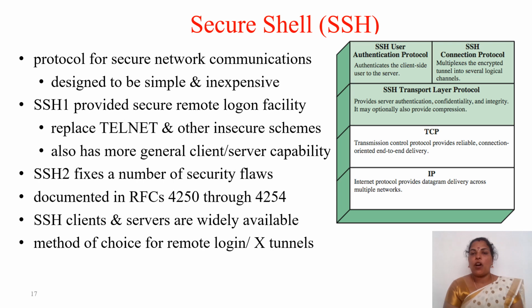See the format. Mainly the SSH format is IP, then TCP, then the SSH transport layer protocol. Above that we have the SSH user authentication protocol and the SSH connection protocol. IP and TCP you are aware of. The SSH transport layer protocol provides server authentication, confidentiality and integrity. It may optionally also provide compression. The authentication protocol authenticates the client side user to the server, and the connection protocol multiplexes the encrypted tunnel into several logical channels.